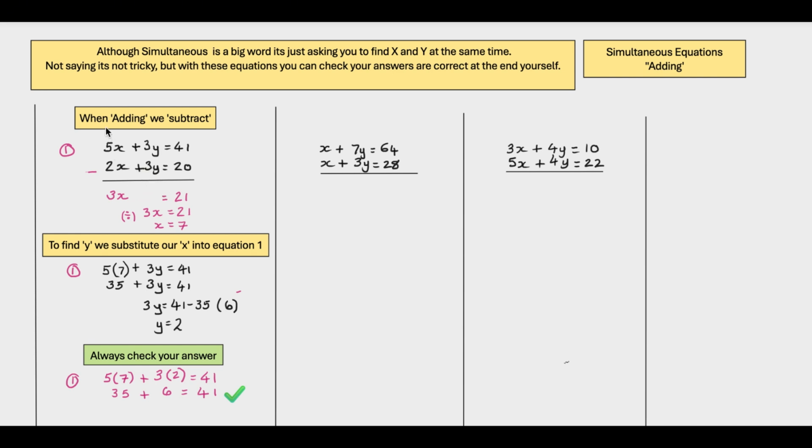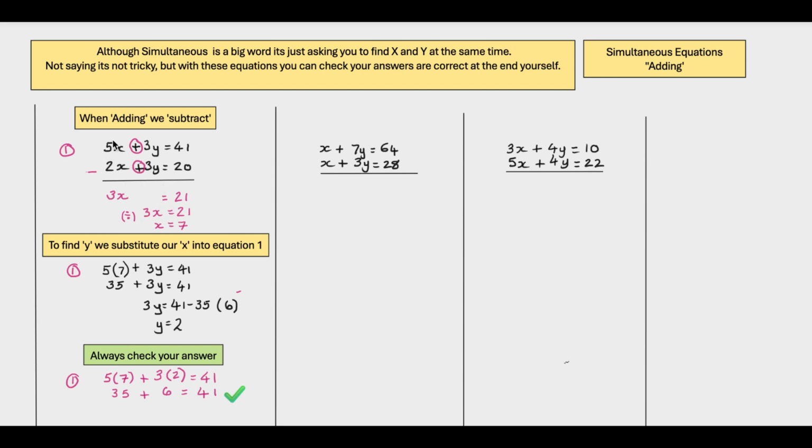So, when adding, we subtract. Now, what that means is when both the equations have got the odd sign, you do the opposite, which is subtract. Crazy, I know, but that's how it is. So, the reason we do that is because we need to get x on its own. And to get x on its own, we would have to get rid of these 3 y's. And to do that, we have to take them away from each other.